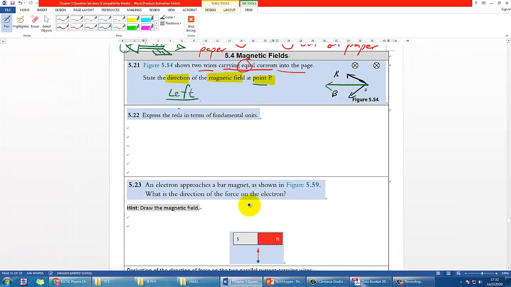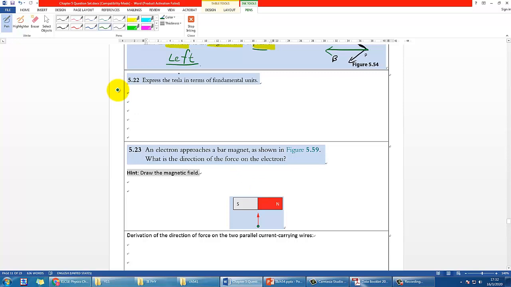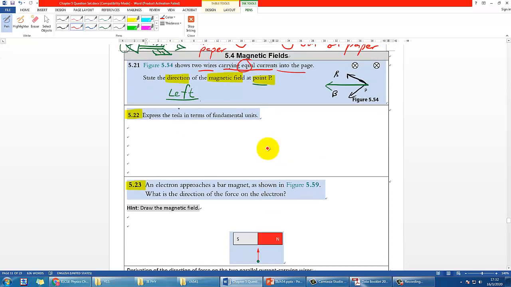And now what I would want you to do is two examples in the question notes. So you may want to pause the video and try these two examples. Okay, so the first question is asking you to express the tesla. Actually, tesla is the unit for the B field, magnetic field strength, and you express it in fundamental units.